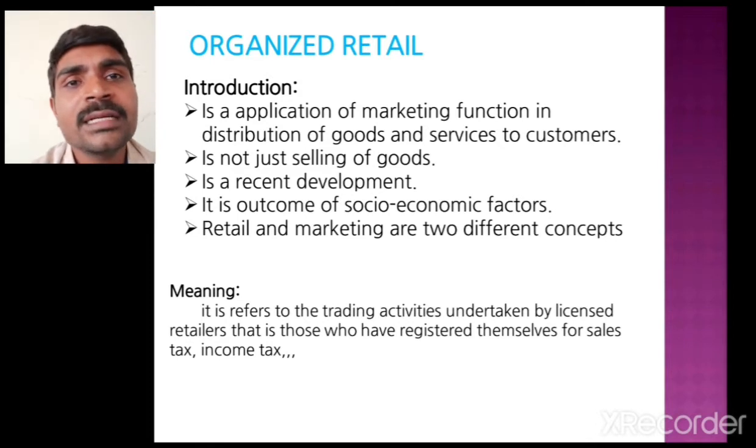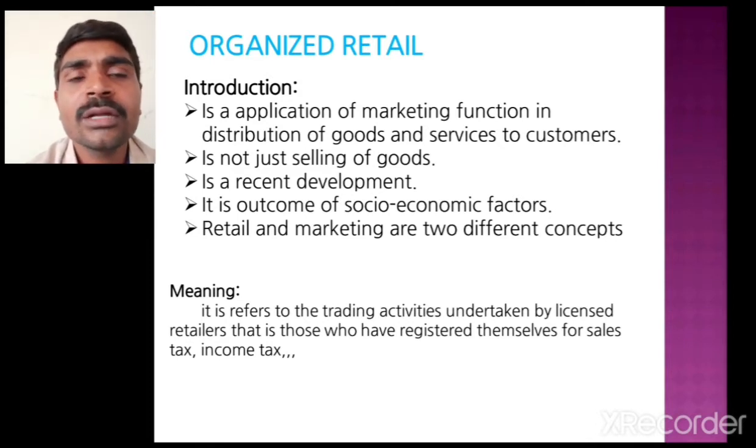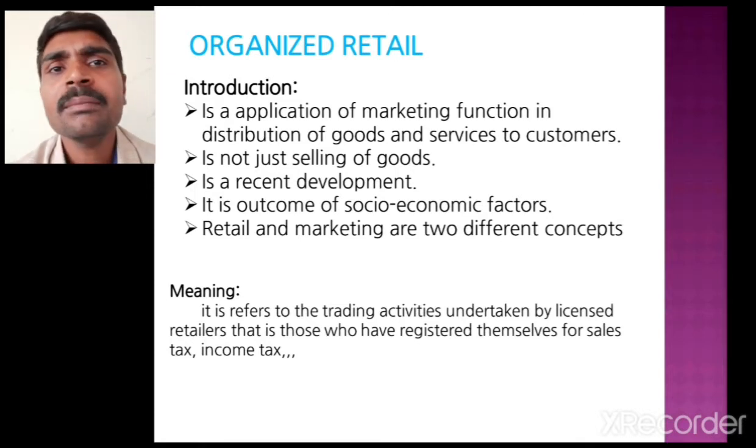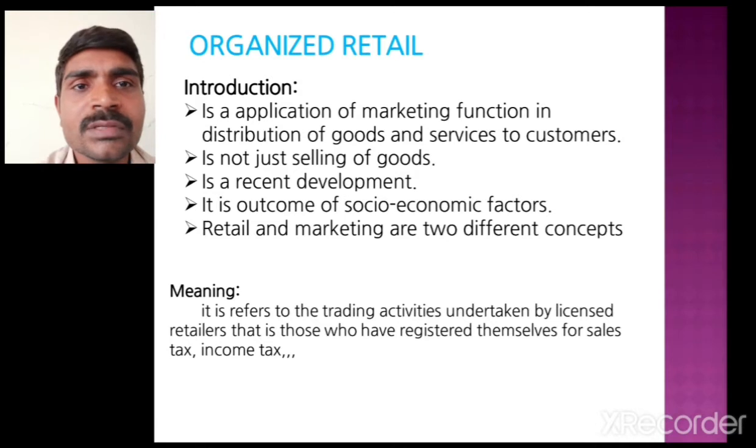The same thing is done by organized retailers. Because once you enter into DMart or Walmart or More, everything is organized systematically, and as per needs and wants, they supply the goods and services. Why? Because you have many options. If you take any single product, you have a lot of options, and as per your options, they distribute the goods and services.